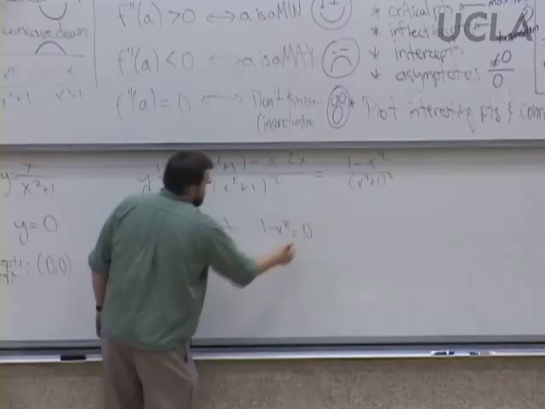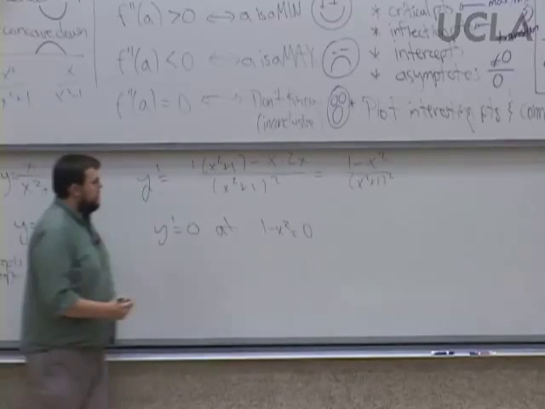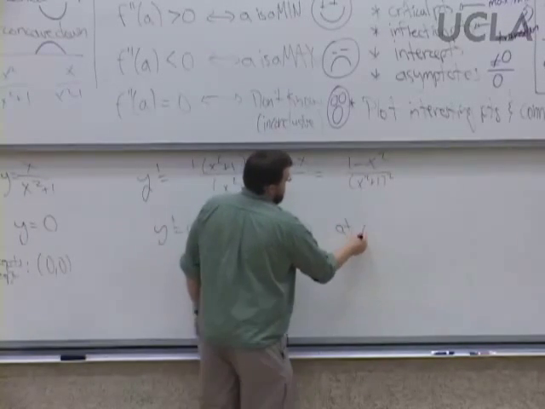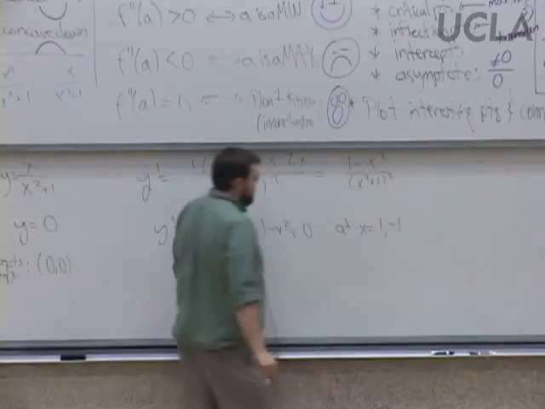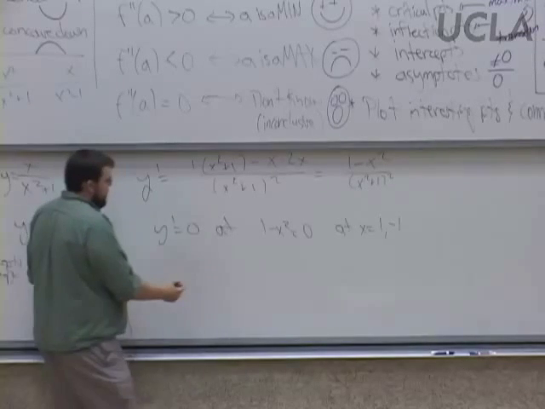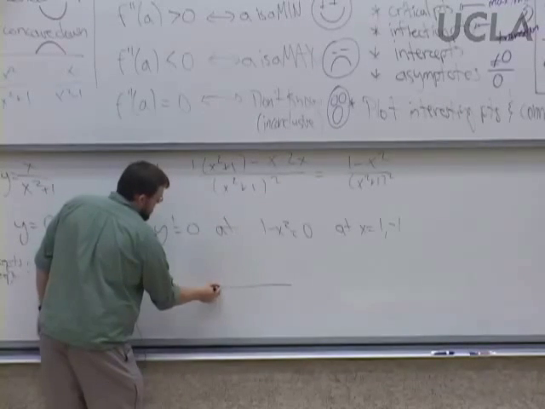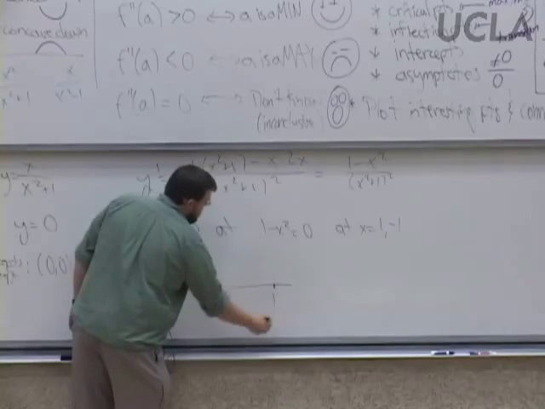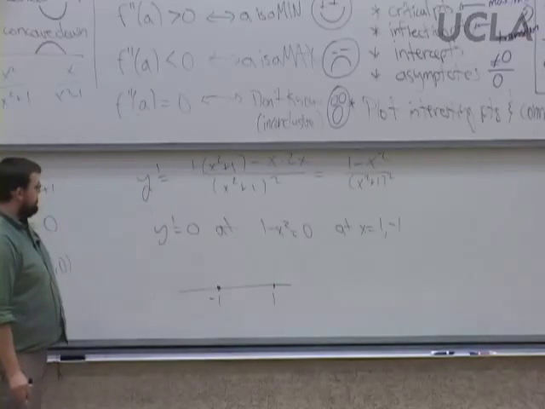Well, it equals 0 when the numerator equals 0. 1 minus x squared equals 0, which is at what? Well, 1 and negative 1. So we know that we have critical points at 1 and negative 1. I'm going to just quickly mark negative 1, 1. Let's use our first derivative test to figure out what's going on.